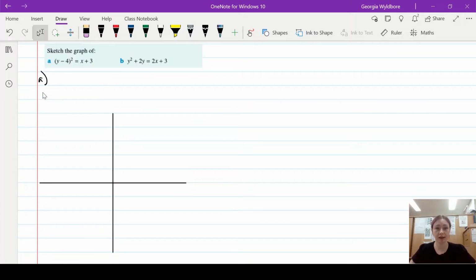Now, just like with any other sketch we're doing, when we want to sketch it, we need to find important points. In this case, those are going to be the vertex and any intercepts. We know our vertex is going to be at (h, k). And in this instance, our value of h is going to be -3, because this is going to be x minus h, so -3, and then 4, because this is y minus k. So we know our vertex is about there. That would be our vertex.